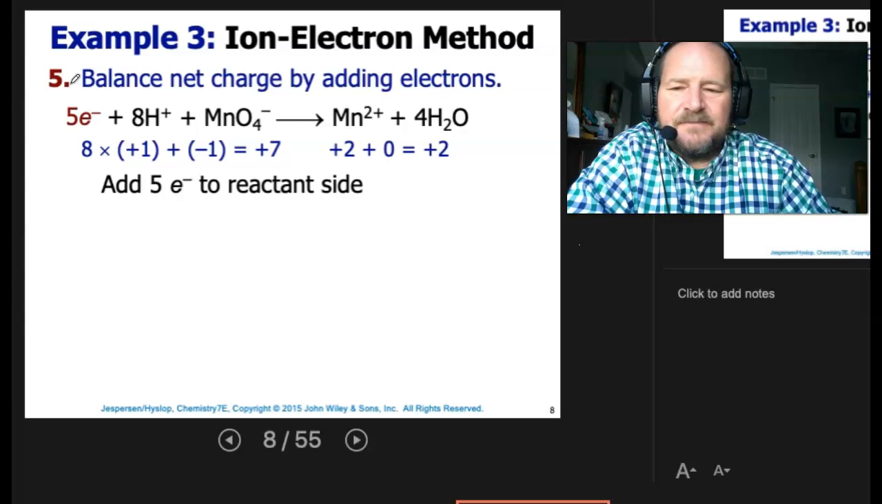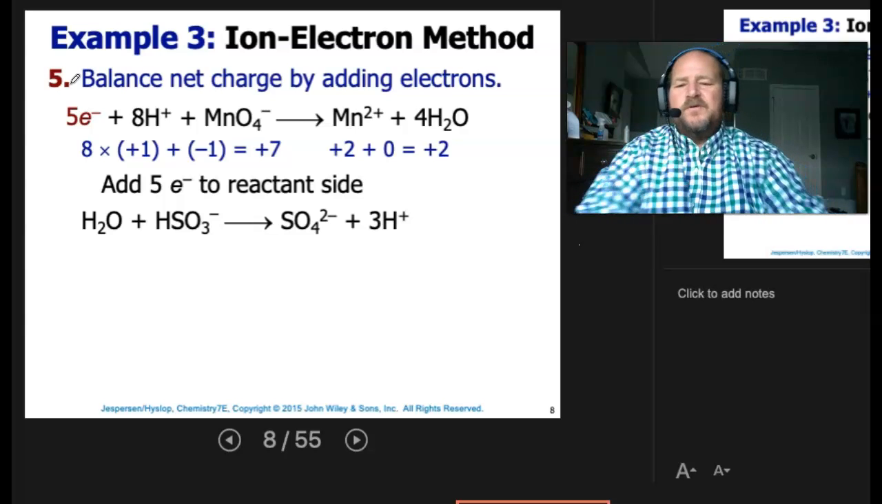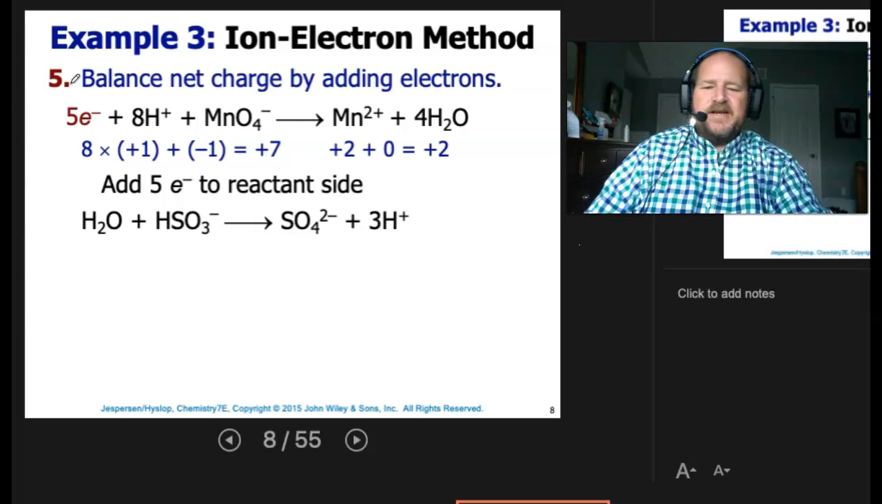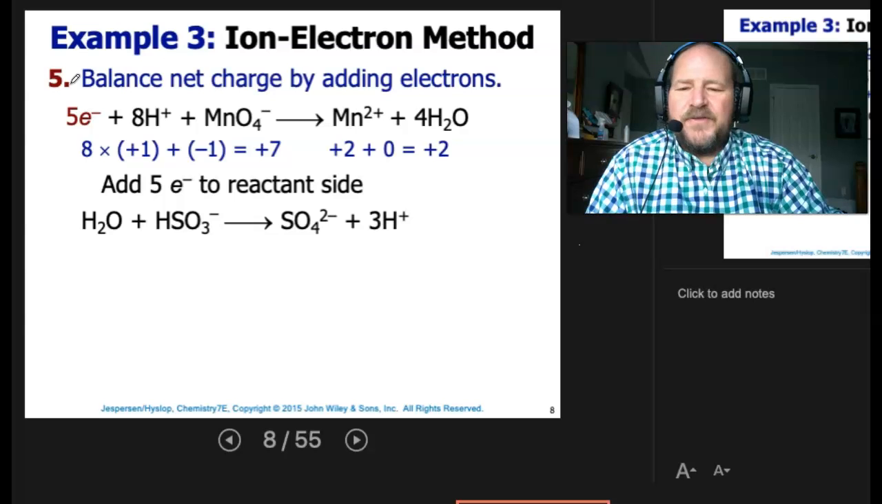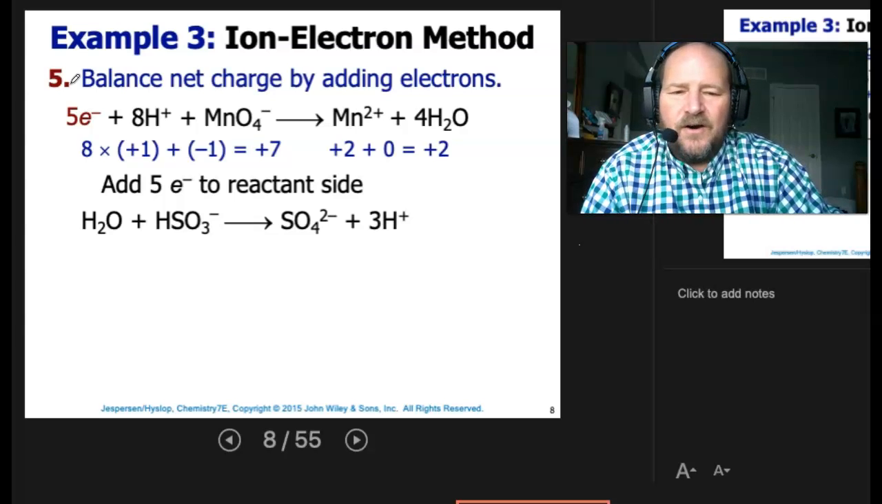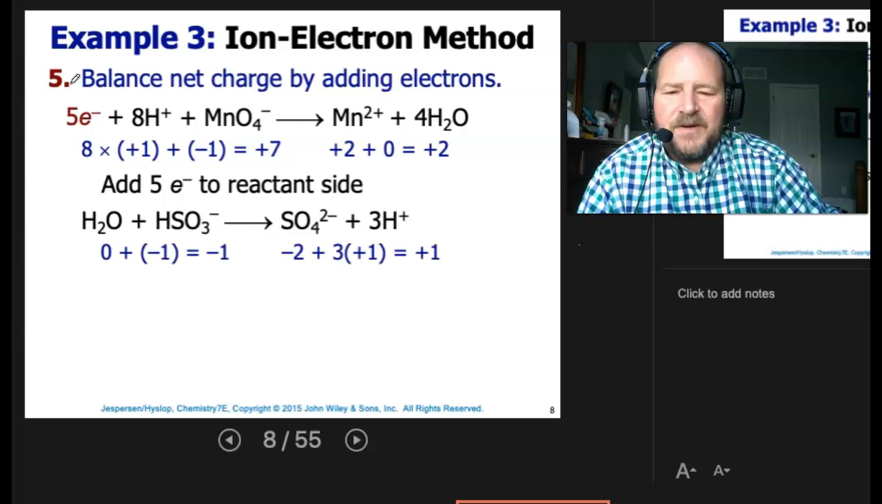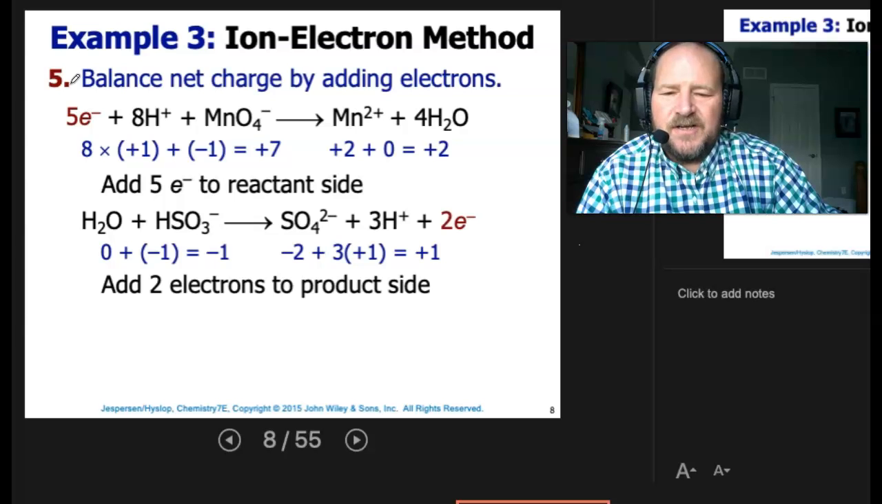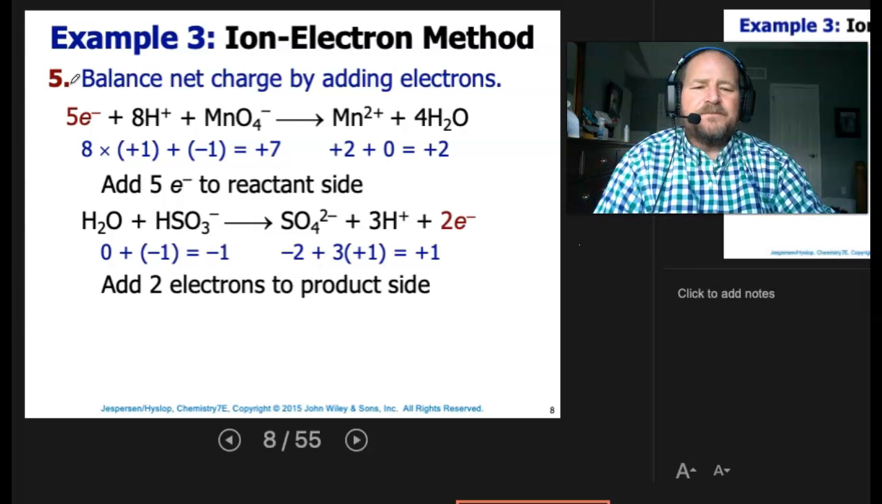For the H2O plus the HSO3 minus, remember we added 3 pluses to the product side here, so we have a negative 1 on the reactant side and a plus 1 on the product side. So we're going to add 2 electrons to our product side here.